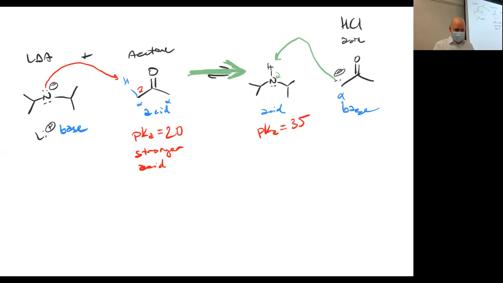All right, I got one more for you today. This is our last example. All right, so it's a carboxylic acid and an amine. Which one do you think is more acidic?